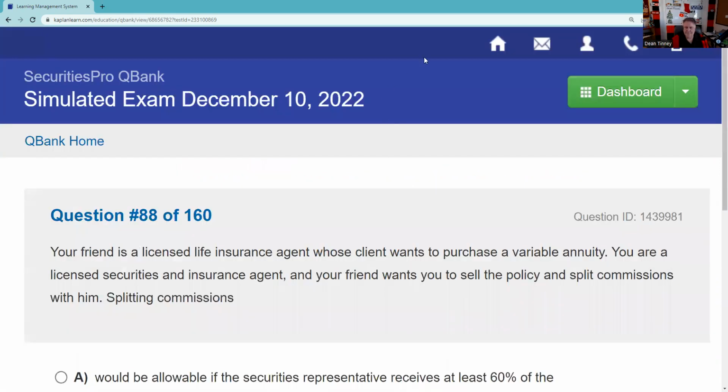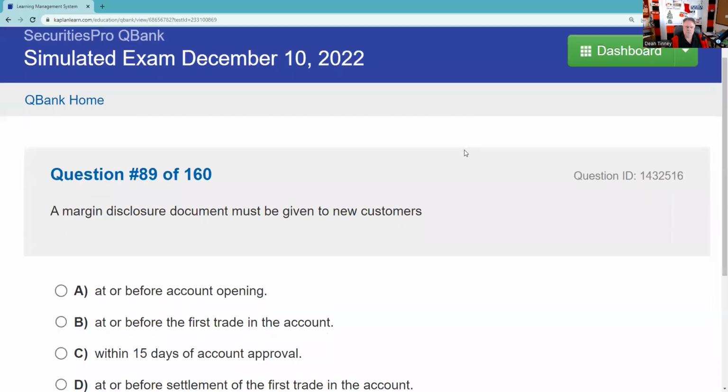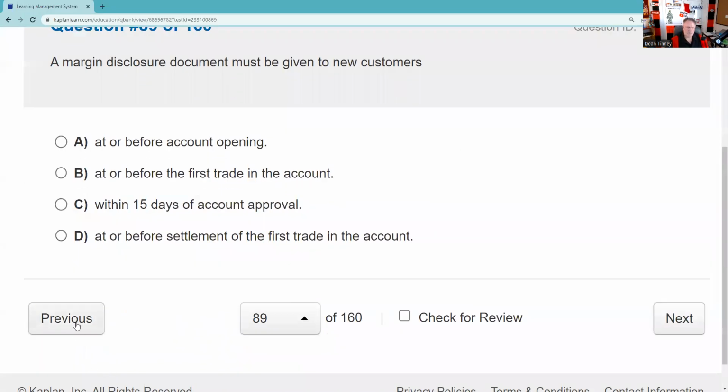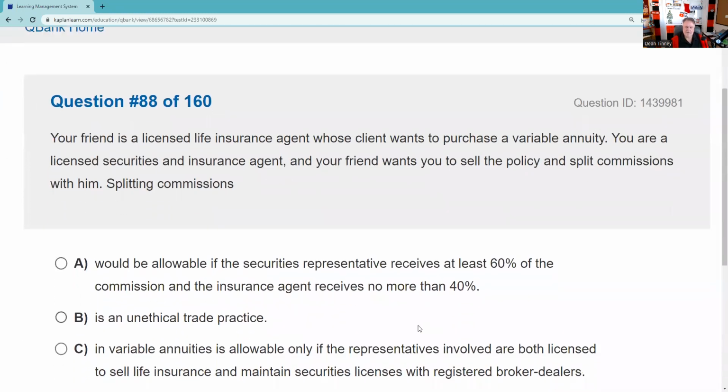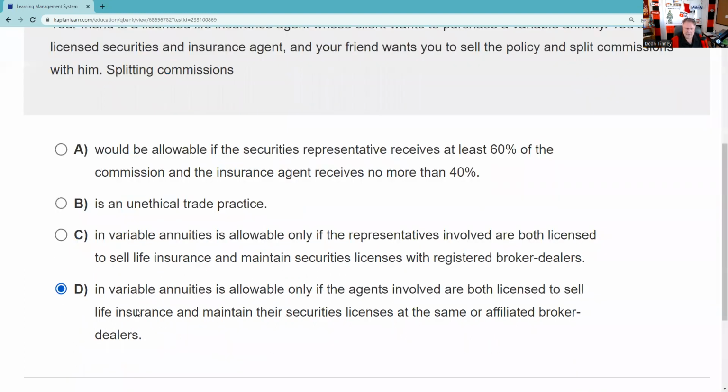Question 88. Your friend is a licensed life insurance agent and wants to sell a variable annuity. You're licensed to sell insurance and securities. Your friend is not. We don't give concessions, discounts, and allowances. Don't split commissions. Well, people are not properly registered. And so the answer is D. In this scenario, both the agents have to be licensed to sell both insurance and securities and be at the same affiliated broker-dealer. Now, if you're working as a team, you don't have to disclose how you split that, but you certainly got to be properly registered.